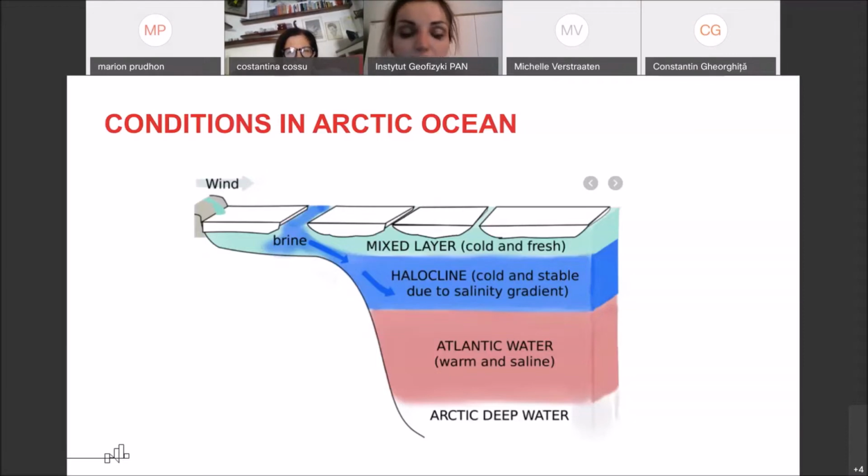Going deeper, we have this Atlantic water, which comes from the Atlantic, and it's rather warm. It's not very warm, but it's warm in comparison. It's rather saline. And underneath, we have Arctic deep water.